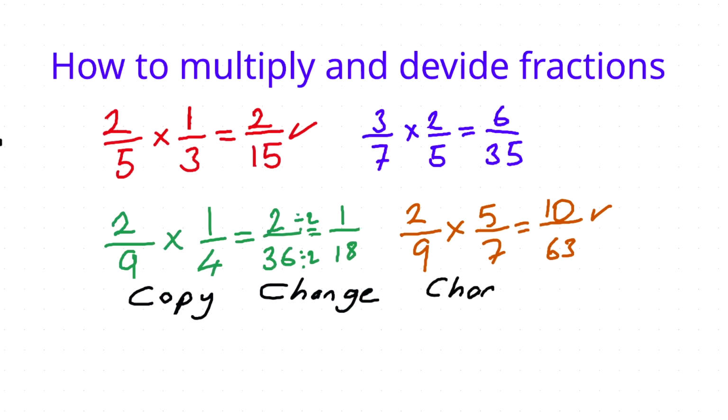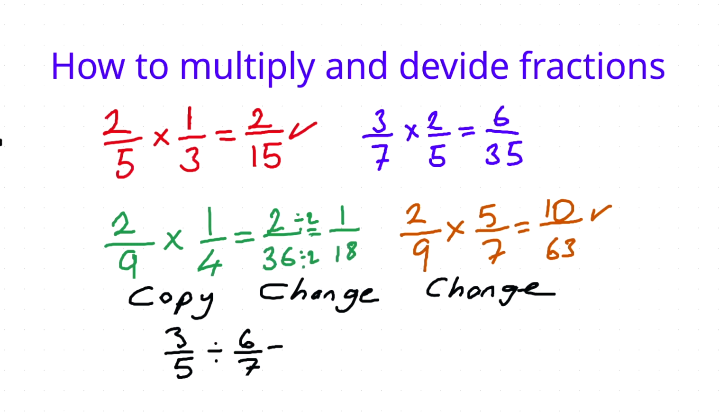If you are given 2 fractions, you copy the first fraction, change the division into multiplication, and change the second fraction to its reciprocal. Reciprocal means you flip the fraction. Let me put an example in here. For instance, we have 3/5 divided by 6/7.